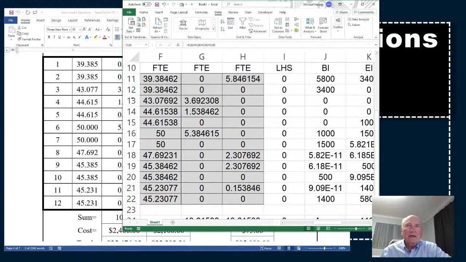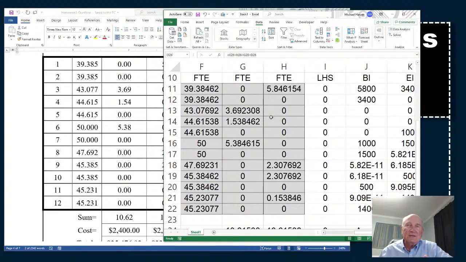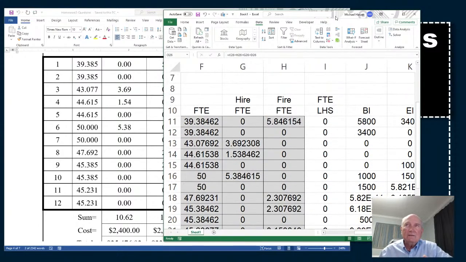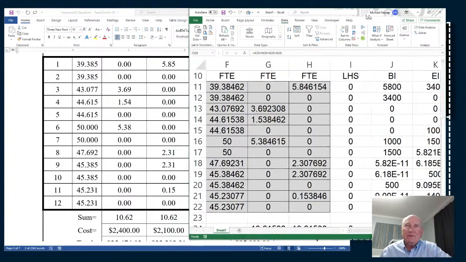39, 39, 43, 44, 44, 50, 50, 47, 45, 45, 45, 45, boom. So it is right, okay? And then the FTEs over here, so there's extra stuff here that we don't have here. These are the hiring and the firing. On the hiring and firing is right here, 0, 0, 3, 0, 0, 3, 1. So you can go through and make sure it's right. Okay, I'm pretty sure everything is right.